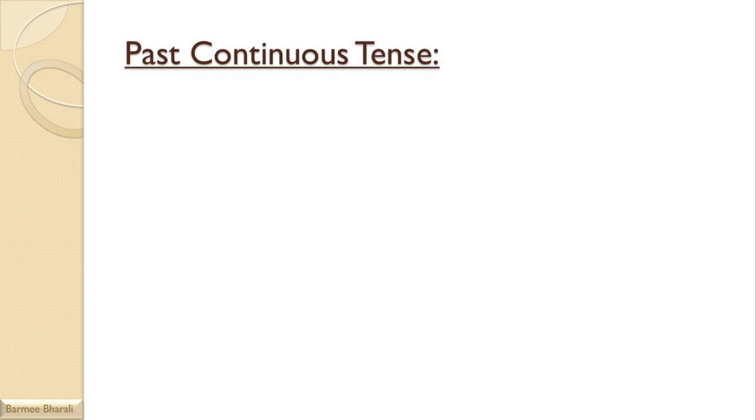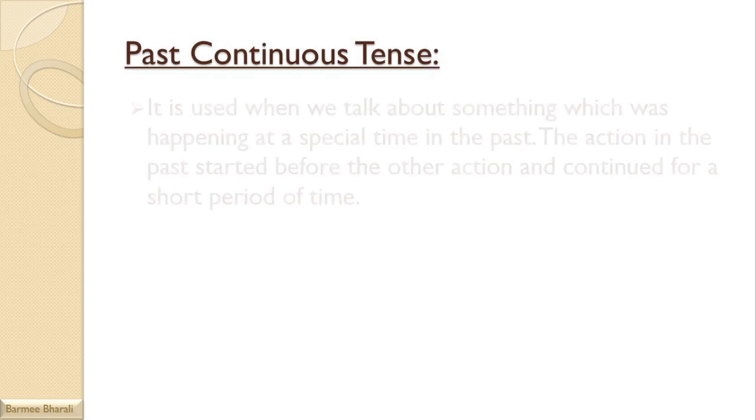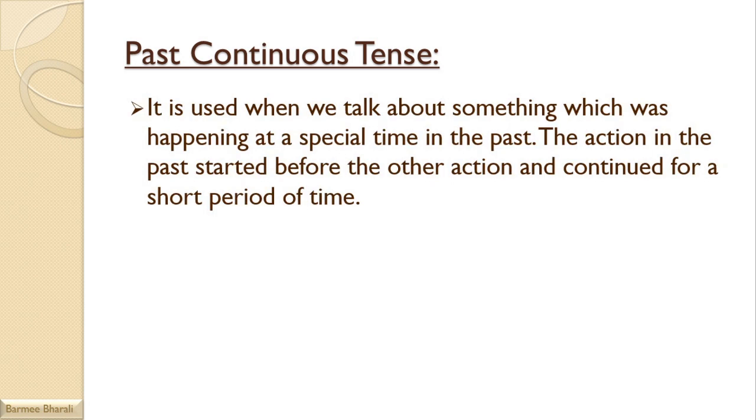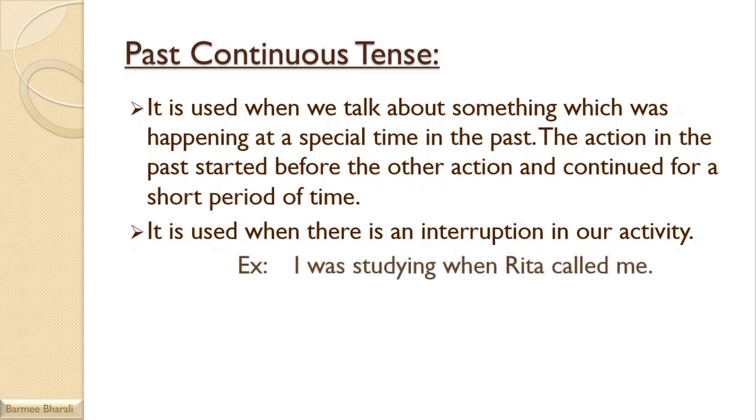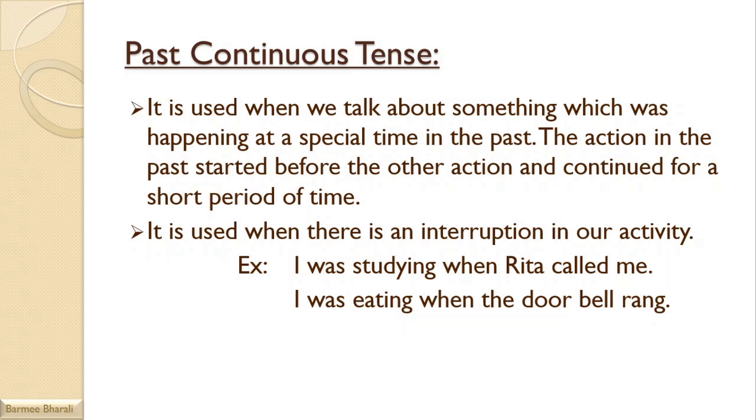Now let's learn about past continuous tense. It is used when we talk about something which was happening at a special time in the past. The action in the past started before the other action and continued for a short period of time. It is used when there is an interruption in our activity also. For example, I was studying when Rita called me. I was eating when the doorbell rang.